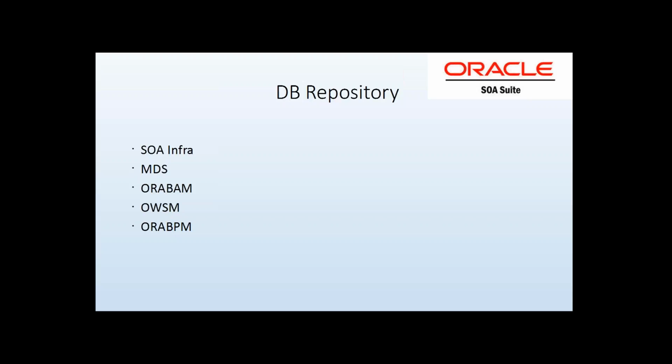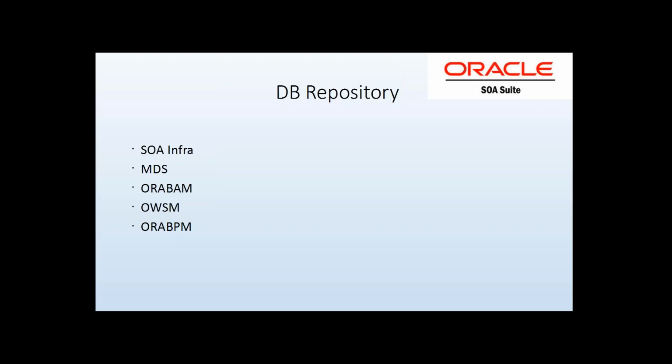And ORABAM, you remember in the previous screen we talked about business activity monitoring, which monitors all the BPEL components and alerts us about the process flow and business flow. All those alerting data will be stored in ORABAM, which is one of the schemas. And we do have OWSM, which deals with the policies. You remember in the last screen we discussed the policy manager. So all that policy manager information and data will be stored in the repository called OWSM.